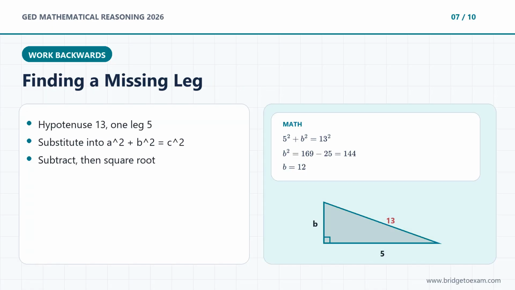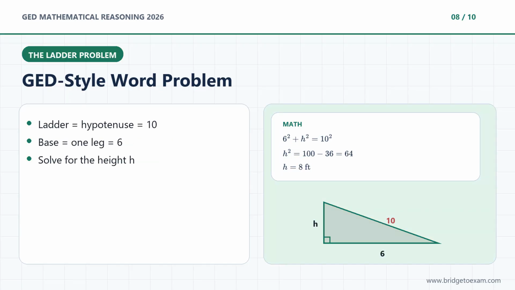You can also find a leg if you know the hypotenuse. Suppose the hypotenuse is 13, and one leg is 5. Then 5 squared plus b squared equals 13 squared. That is, 25 plus b squared equals 169. Subtract to get b squared equals 144. So b is 12.